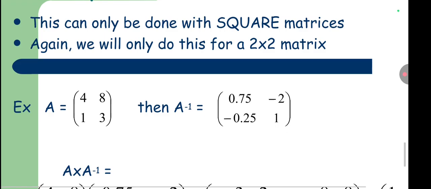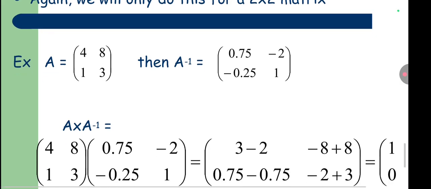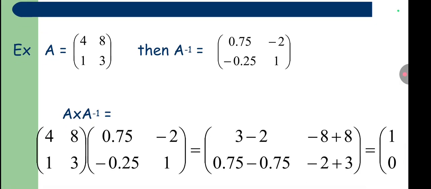Again, let us see an example for this. Take A matrix, that is 4, 8, 1, 3. This is a 2 cross 2 matrix. Then we can find the inverse of this matrix using the formula. Here I have given the inverse matrix directly: A inverse equals 0.75, minus 2, minus 0.25, 1. You can check this one.